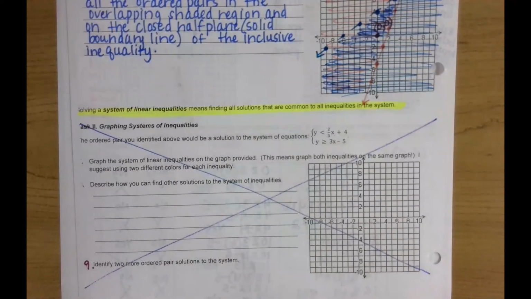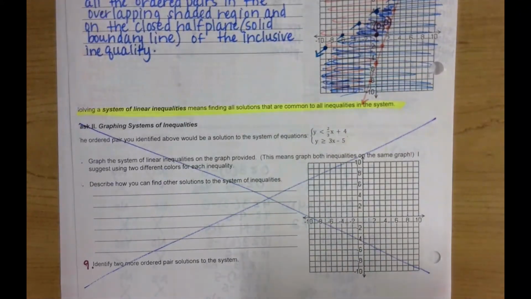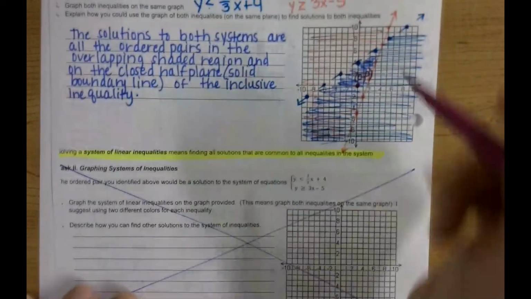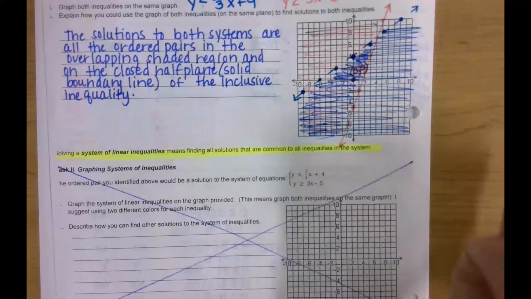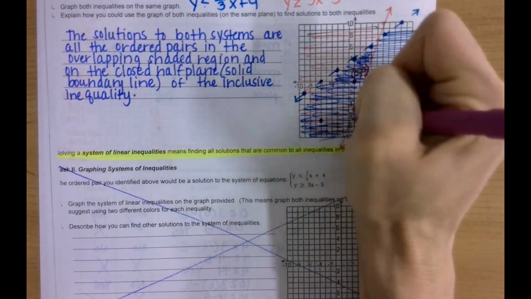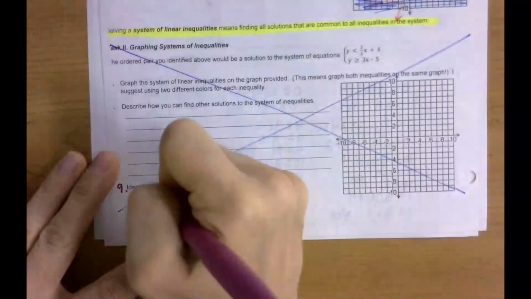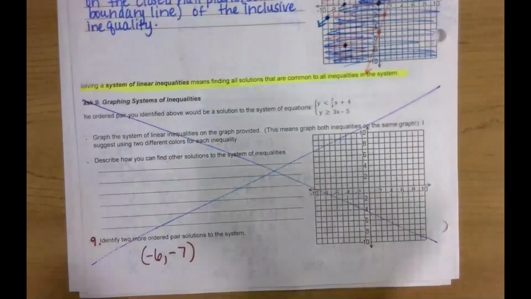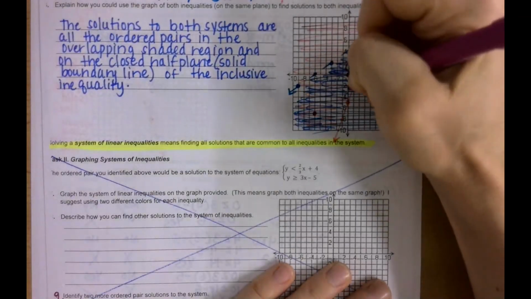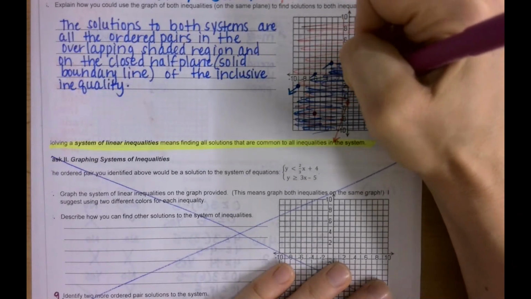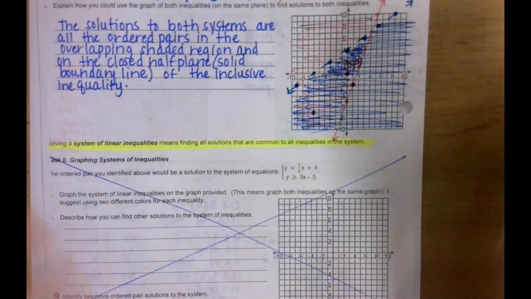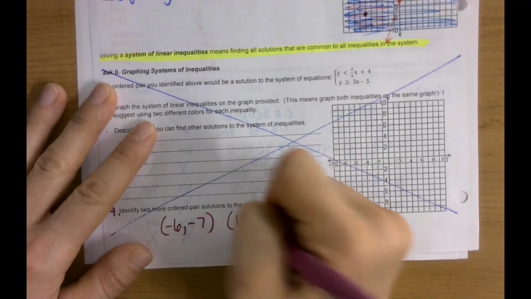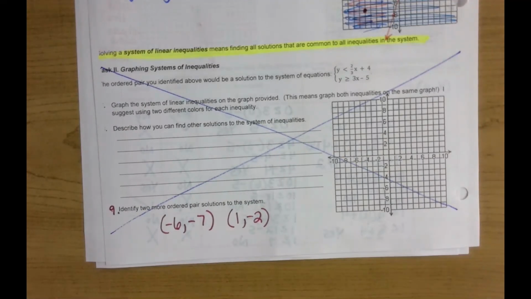All right, so you could have a lot of different ordered pairs in this double shaded region, so don't change yours if it's not the same as mine, as long as it's somewhere in this area. For example, I'm just going to pick this point, that would be at -6, -7. Let's pick a point on this closed half plane, this solid boundary line. Like this ordered pair right here, that would be 1, -2. That's on that solid boundary line, which we call the closed half plane. All right, those are 2 that I chose.